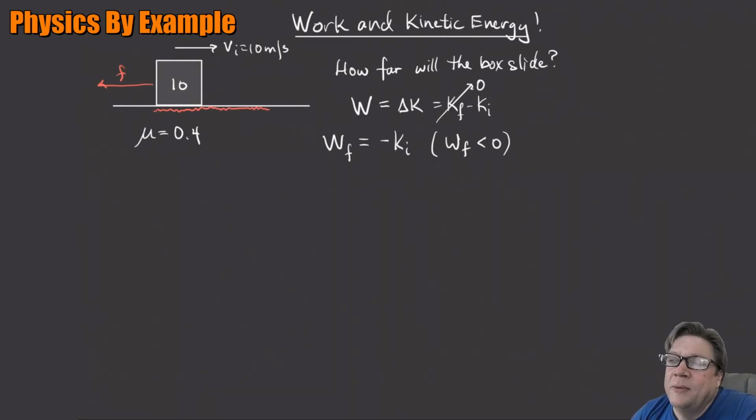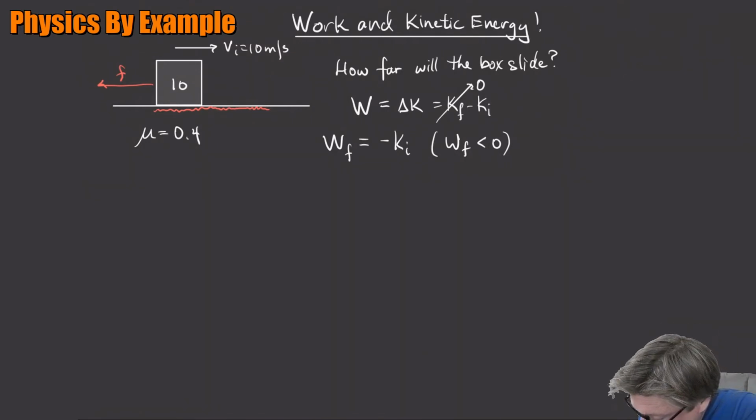But we don't care about that, right? All we care about is that from the system of the box sliding on the floor, the energy is gone. We start off with some initial kinetic energy and we wind up with zero. But we can account for it by the work done by friction. And what's the work done by friction?